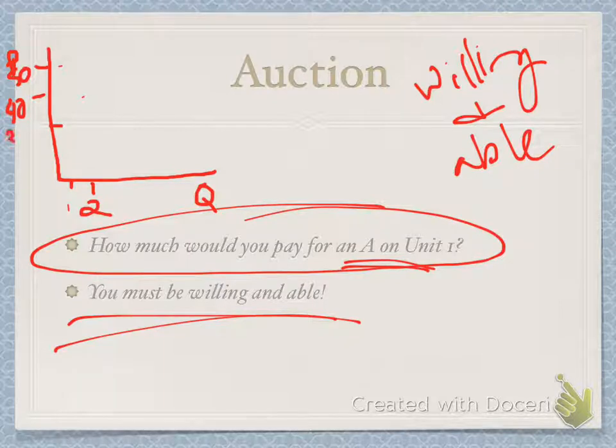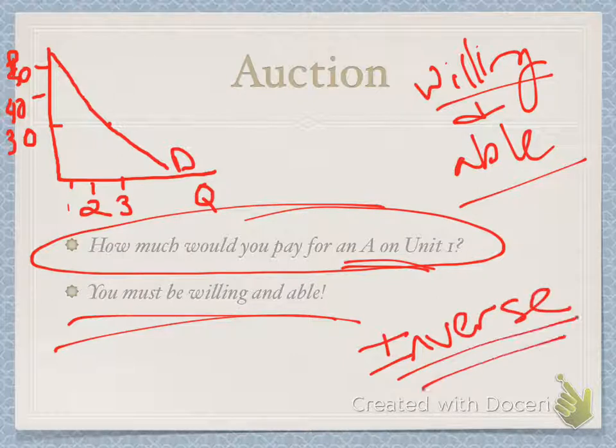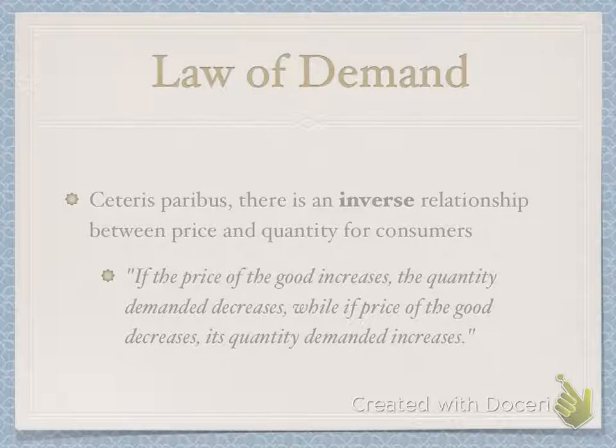And let's say at $30 I had a bid for an A. We'd plot that point here, and we would derive the fact that if I were to sell A's on unit 1 to people that are willing and able, I would have a downward sloping demand curve. And then I would ask what that means for the relationship, and you all would astutely say that there is an inverse relationship between price and quantity for the law of demand. That's exactly what this says, and you guys would have derived it all on your own.